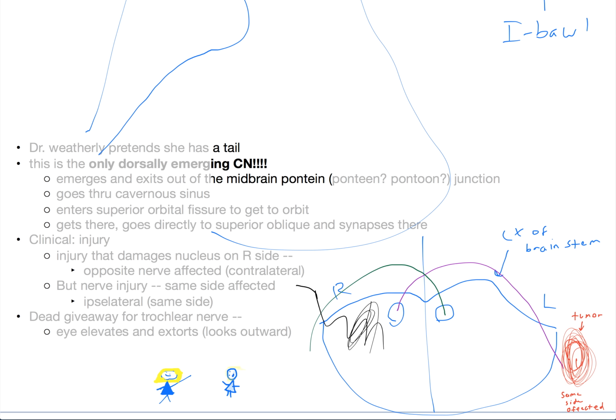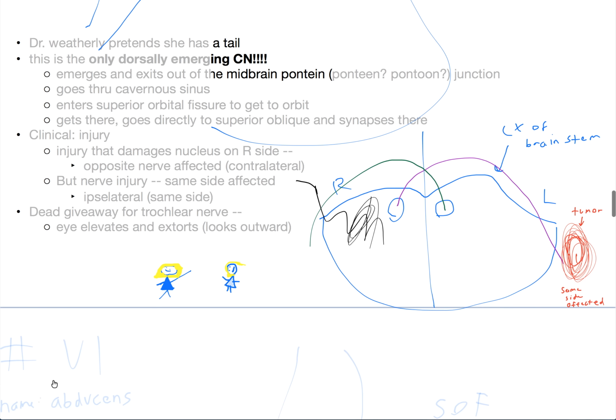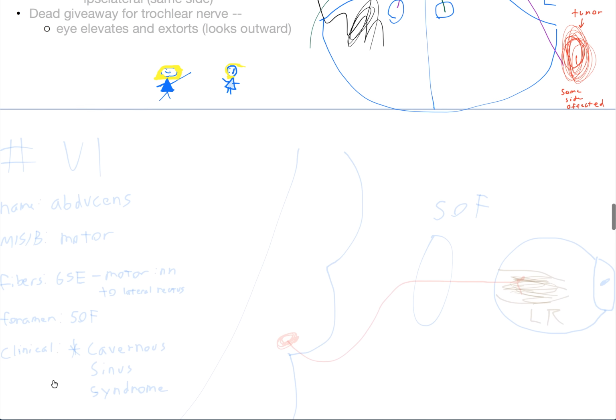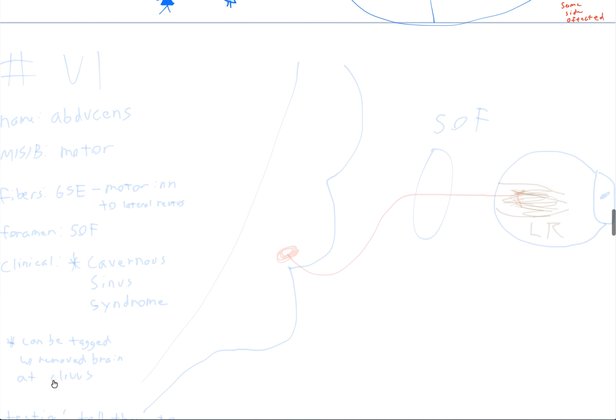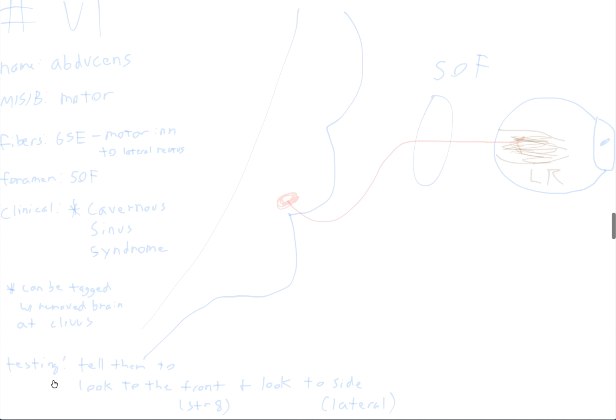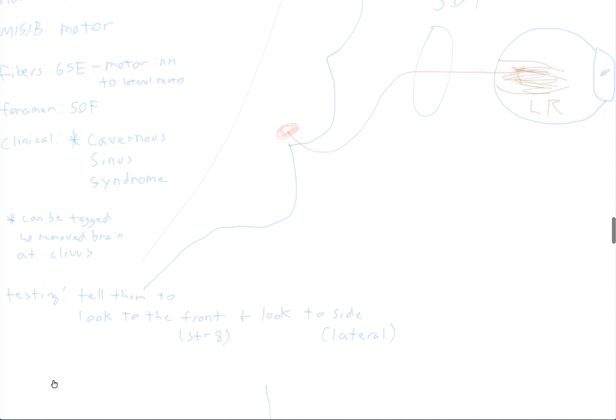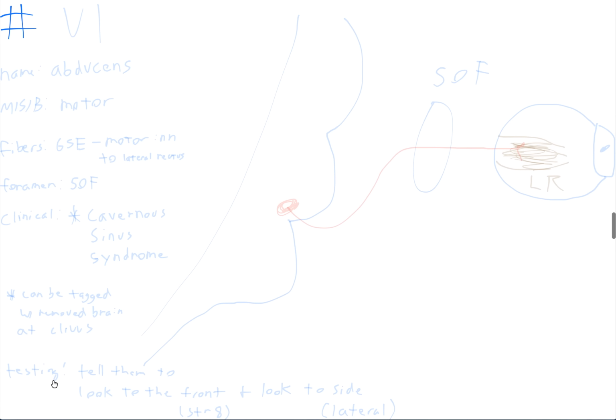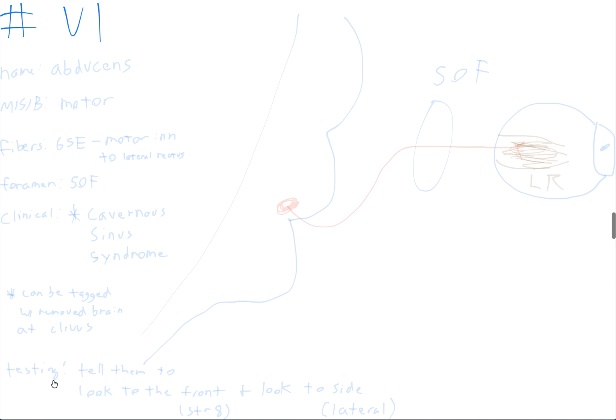Alright, so we're going to do 6 and then we're going to take a break and come back and do 5. 6 is really short, like 4. Alright, 6, name? Abducens. Motor, sensory, or both? Motor only. Fibers: GSE. What are they doing? This is motor. Lateral. Good, to the lateral rectus. Foramen: superior orbital fissure. Good.